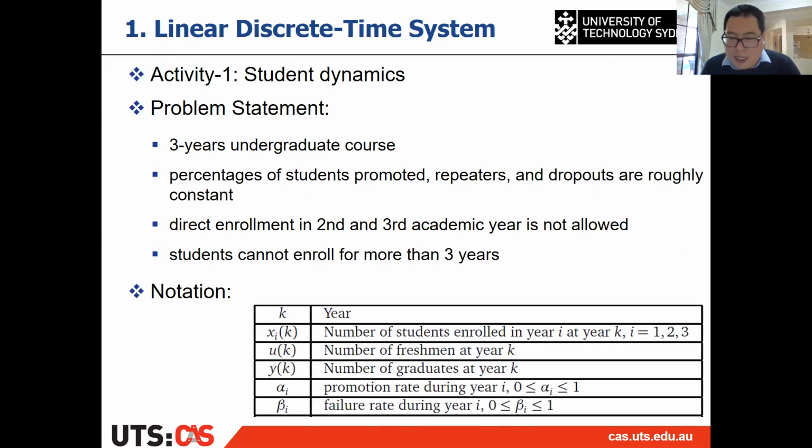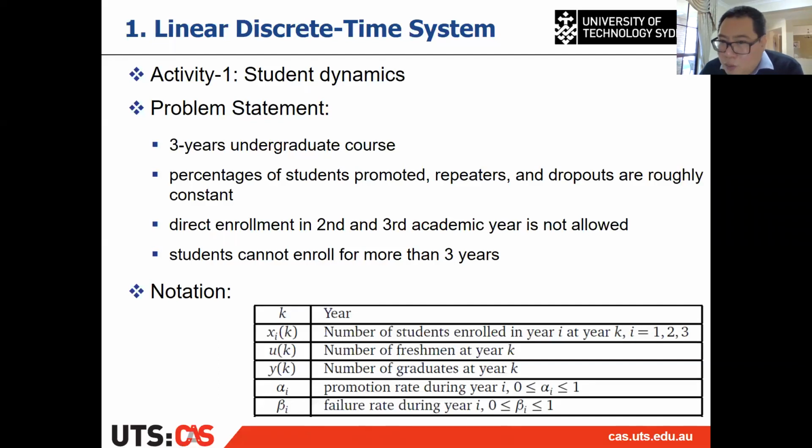And let's have a look together. So K is the year, the nature year, which means K is 2020, 2021, 2022, something like that. And x_i^k is the number of students enrolled in the academic year i at year k. So which means i is equal to 1, 2, and 3.